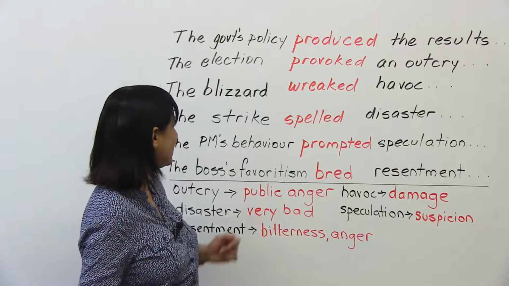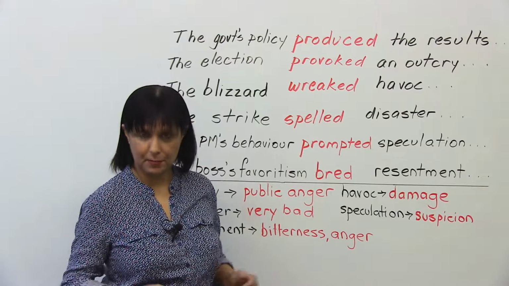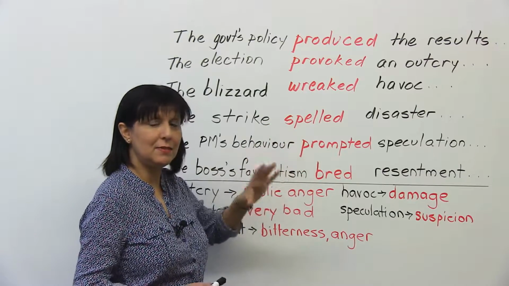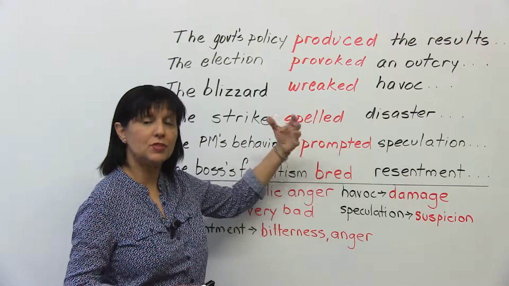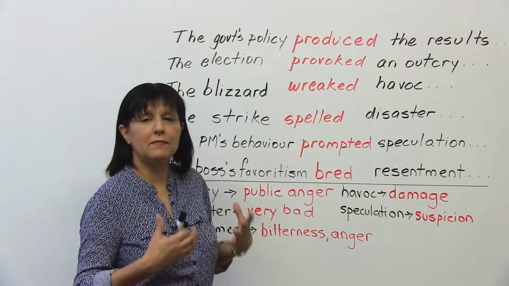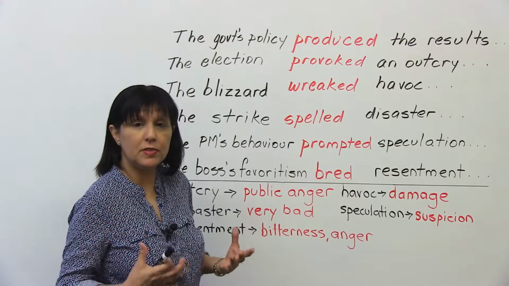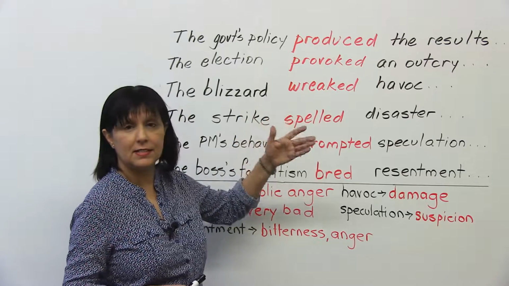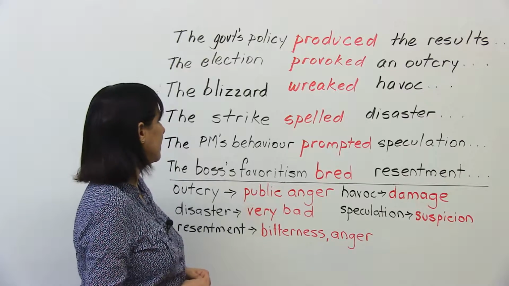All right. Next. The strike spelled disaster for the economy, for example, right? So again, to spell in this case doesn't mean like spelling, okay? It has a different meaning here. Here, to spell disaster means to cause disaster. And what's disaster? It means something very, very, very bad, a very bad event, a very bad happening, very serious issues and problems, a disaster. So the strike caused disaster or spelled disaster, okay, for the economy.